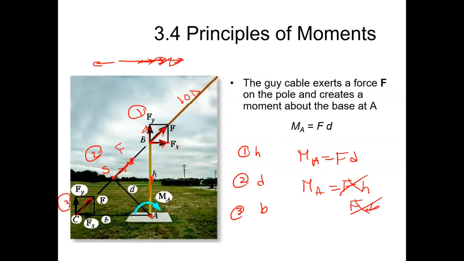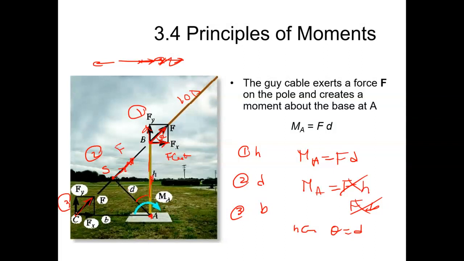And that one, what is this? That is F multiplied by cos theta. And this is H multiplied by cos theta, that is D. H multiplied by cos theta is equal to D. So I'm talking about F multiplied by D.